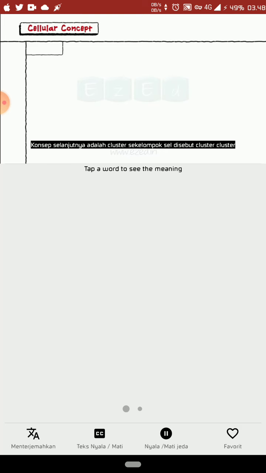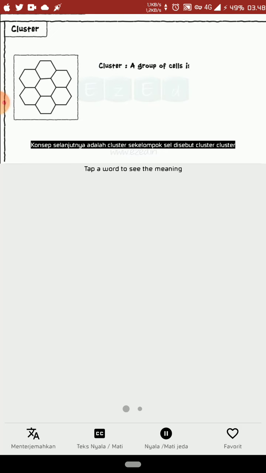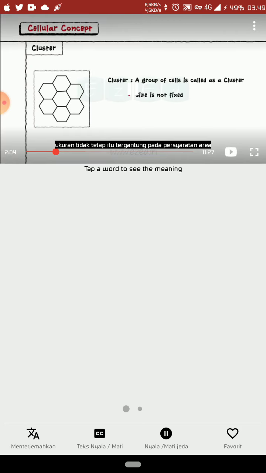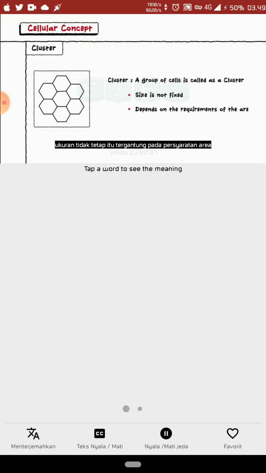The next concept is a cluster. A group of cells is called as a cluster. The cluster size is not fixed. It depends on the requirements of the area.